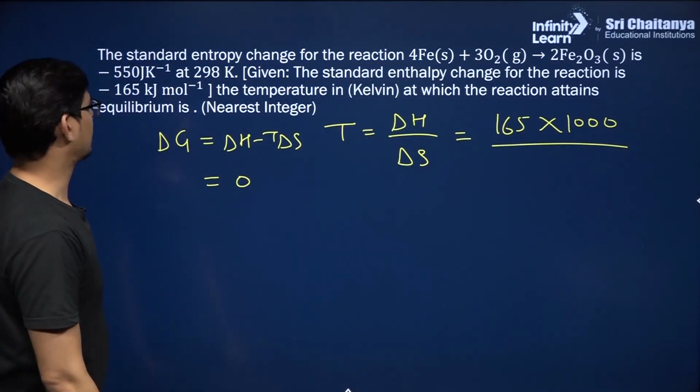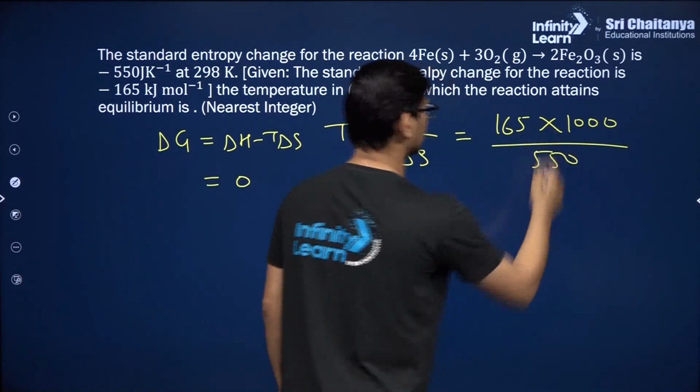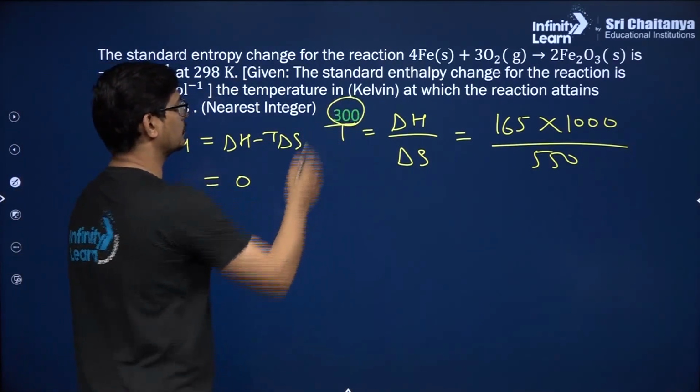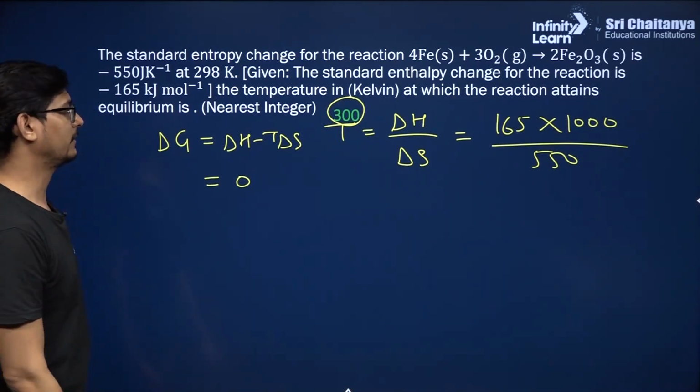Divided by the entropy change. The entropy change for the reaction is given to be 550. That is in joules, right? So now you can work it out. It will come out to be 300 joule per Kelvin per mole. The temperature will come out to be 300 Kelvin, right? So that will be the correct answer.